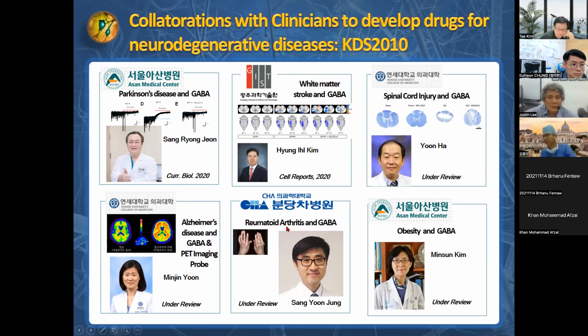We studied the role of this reactive astrocyte and GABA in the hippocampus of rheumatoid arthritis patients, and found that this KDS 2010 is very effective, not only improving the cognitive impairment in rheumatoid arthritis, but also rheumatoid arthritis itself. So this could be a very good drug. And so we are actually looking for some good collaborators for pain research. So this drug should be tested for pain in various pain models.